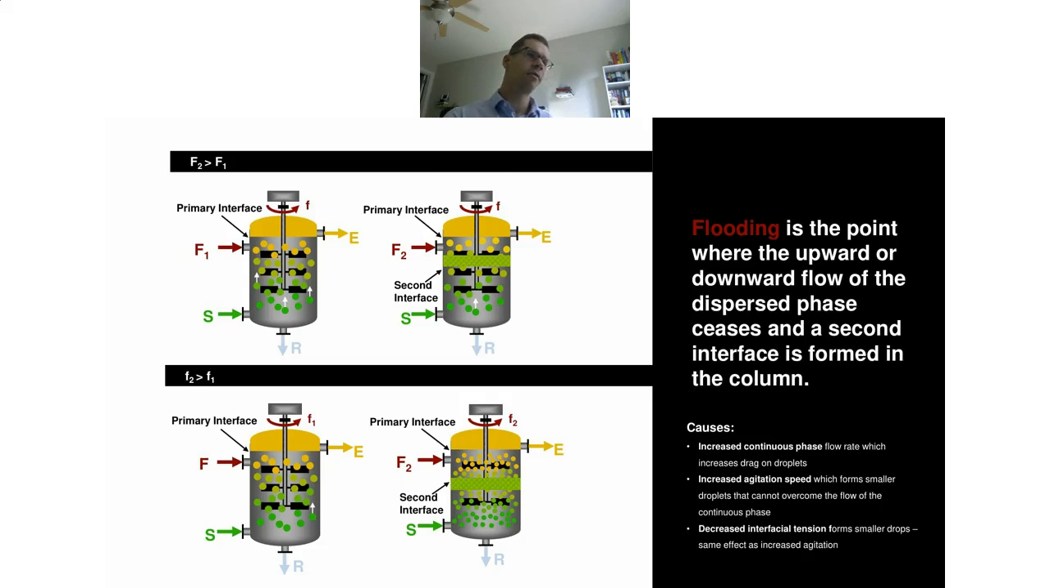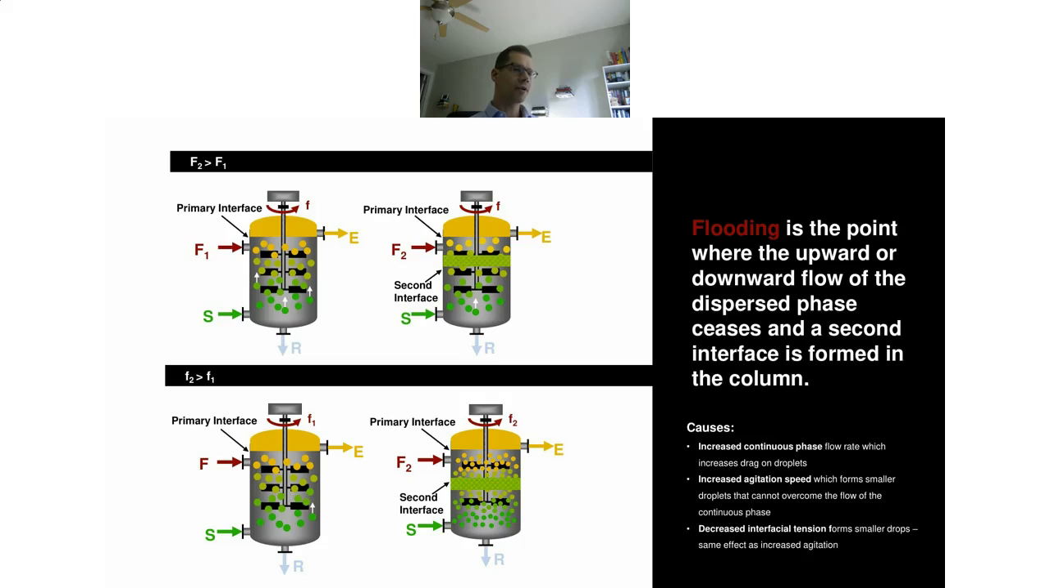Something else we always look to see when we run a pilot test is flooding. And this is essentially where your dispersed phase gets held up within the column and forms another interface inside. So, of course, commercially, this is something you want to avoid. And the way it happens is either by having too much flow into the extraction column or just too much agitation. So in the top part of this slide, that's where we have too much continuous phase flow into the extraction column. That just continues to increase the continuous phase velocity, and eventually it gets to the point where those droplets are held up inside the column.